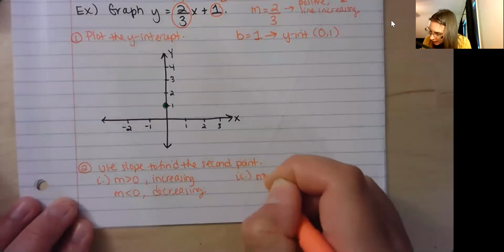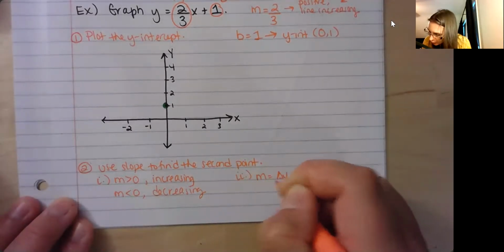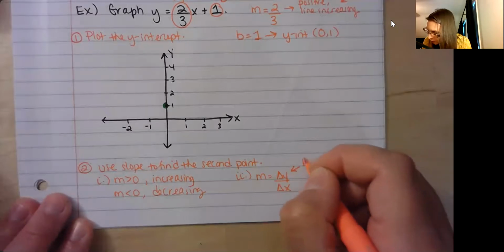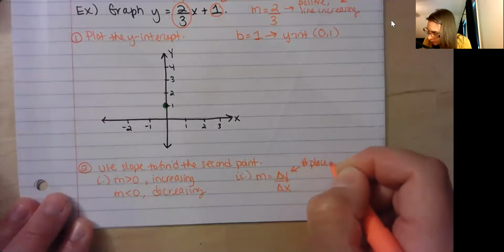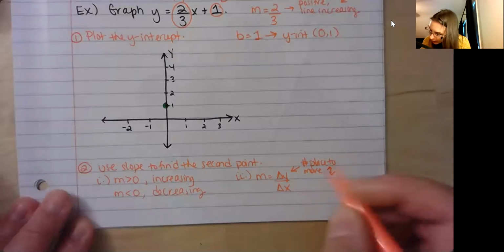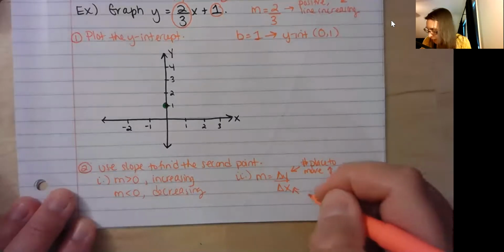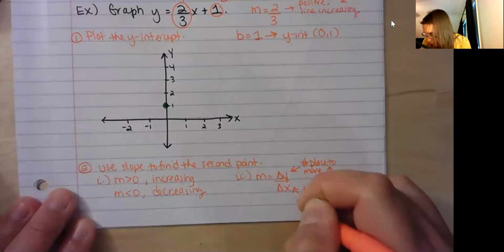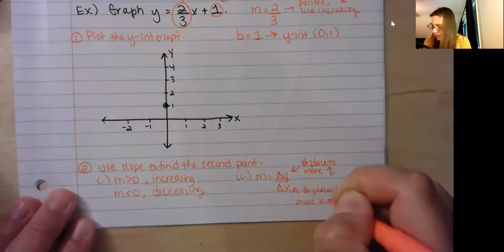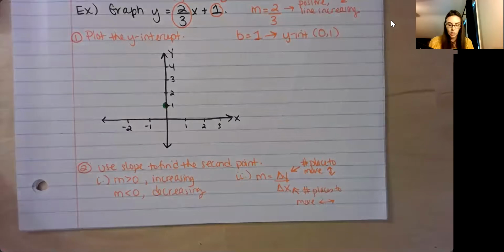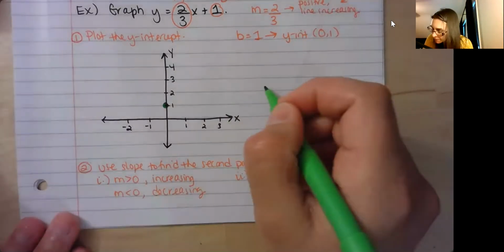And the second is that your slope gives you your change in y over change in x. So this is going to tell you the number of places to move in an up and down direction. And your bottom number is going to tell you the number of places to move in a left to right direction, right? Because you're looking at vertical change over horizontal change. So let's look at our particular slope here.